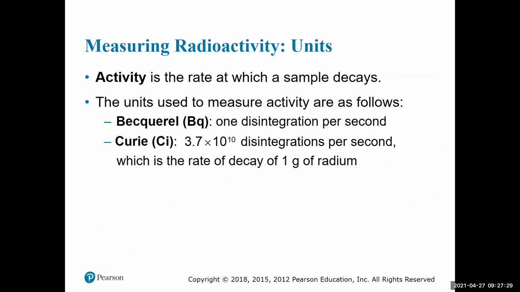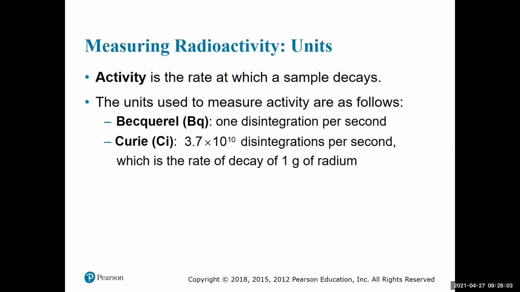The last thing I want to just mention is some of the units that you may hear when people talk about radioactivity. And so when we say radioactivity, what we're talking about is the rate at which the sample decays, okay? And to measure that activity, there's something called a becquerel, and that's 1 disintegration per second. And then there's something called a Curie. The Curie is the one that you tend to hear about more.